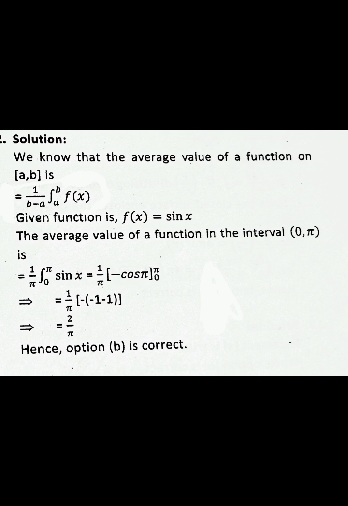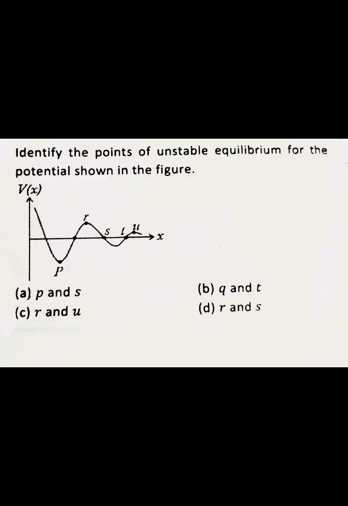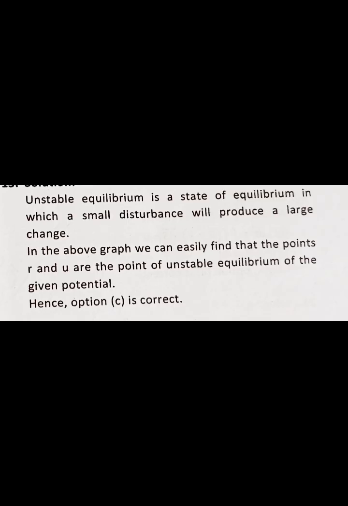So the answer is option B. Next question is, identify the points of unstable equilibrium for the potential shown in the figure. We know that the unstable equilibrium is a state of equilibrium in which a small disturbance will produce a large change. So in the graph given above, the points R and U are the points of unstable equilibrium because a small disturbance creates a larger change. So the answer is option C.